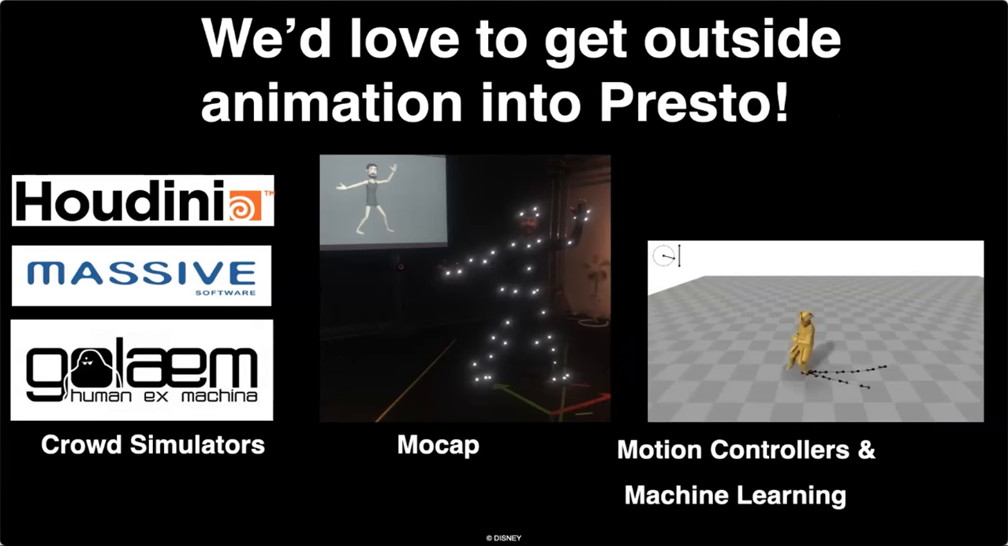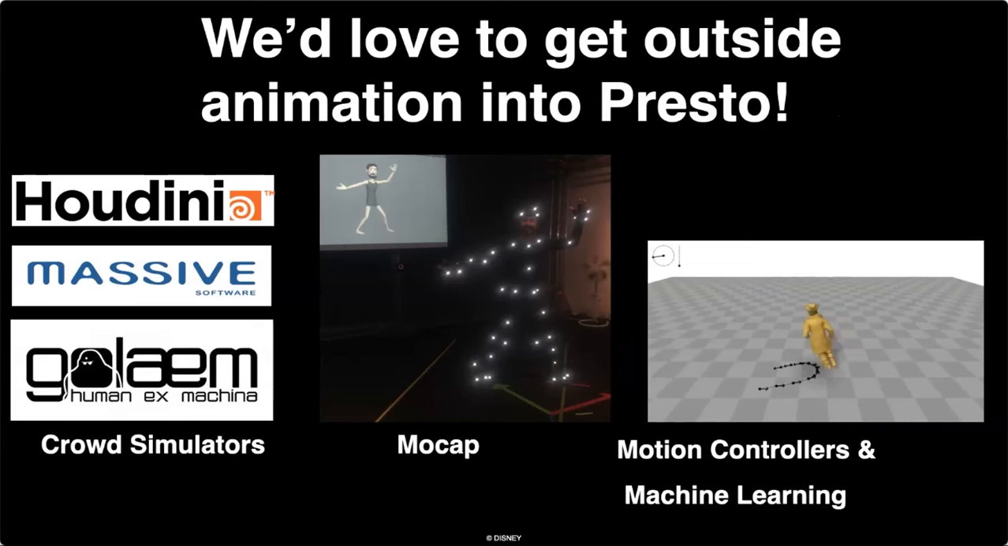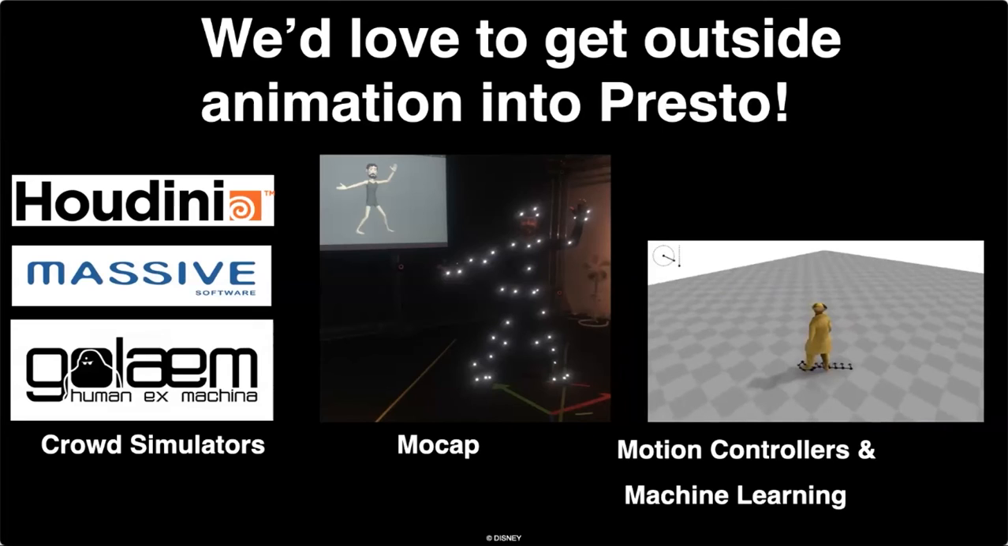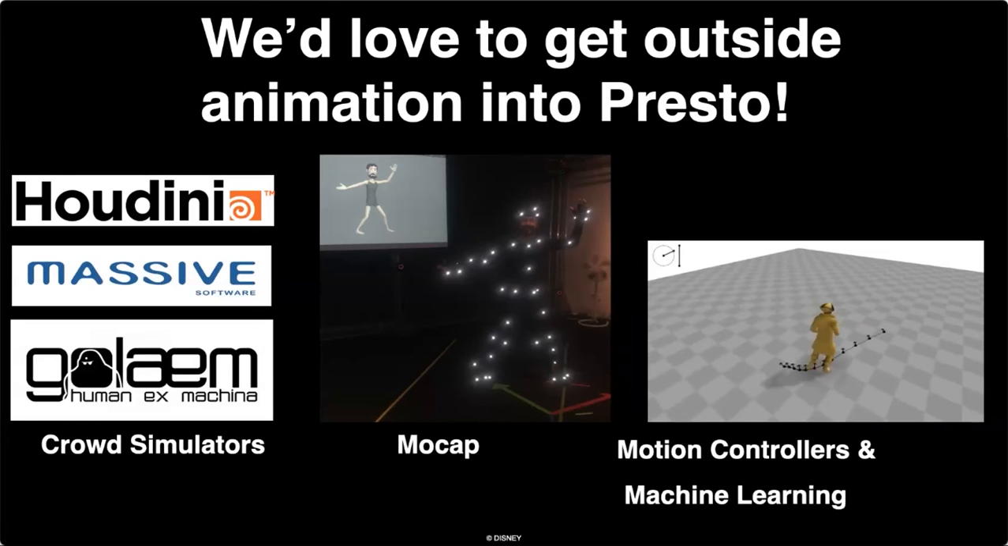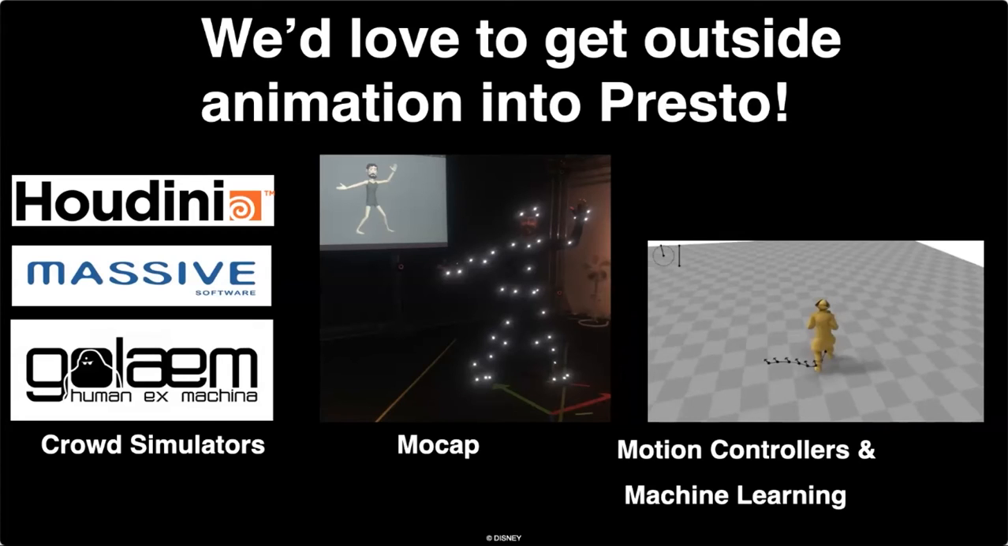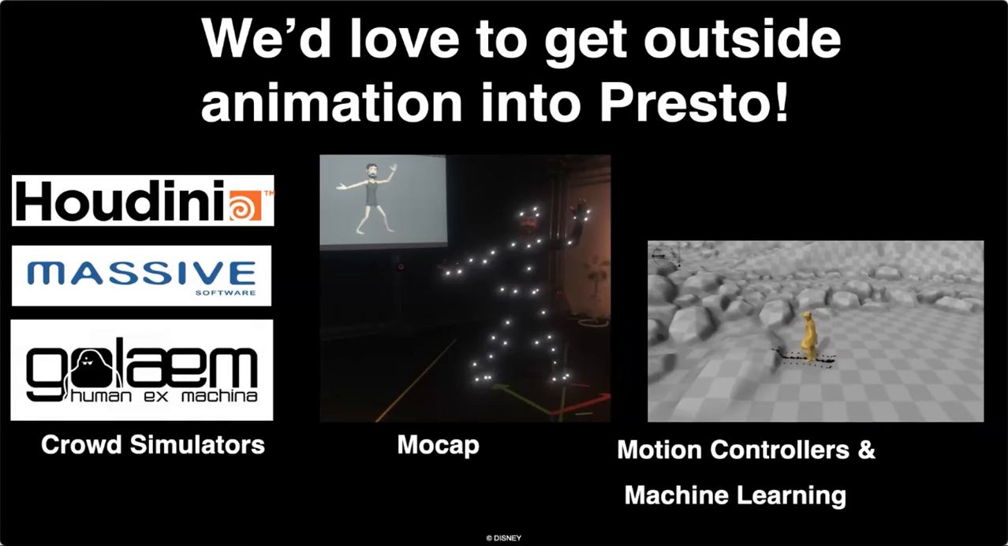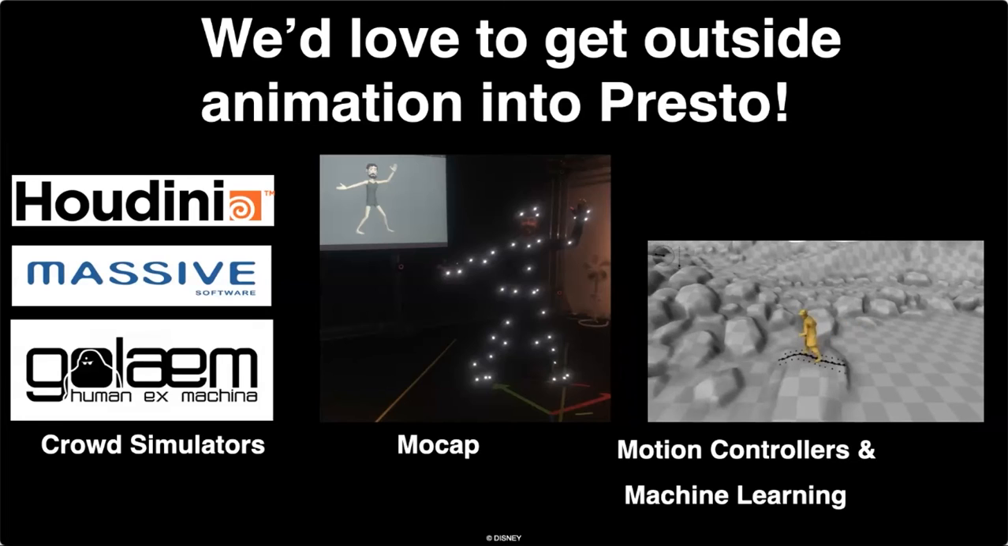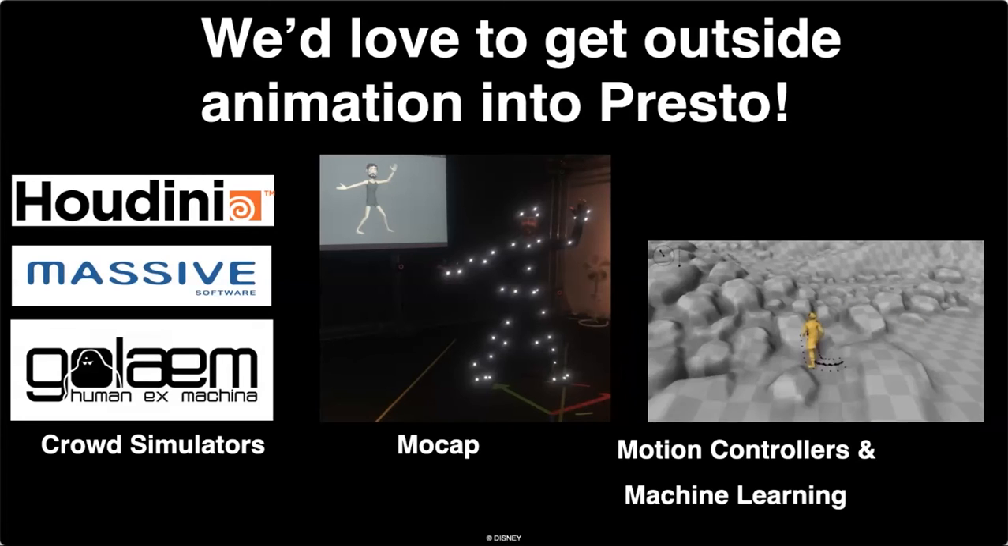We'd also love to get outside animation into Presto. Again, with crowd simulators, we want to get data out to it and back into Presto. There's also interest in using mocap for crowd motion, as well as more advanced techniques like motion controllers and machine learning to potentially direct their characters. And for all of that, we need some concept of interoperability with our highly complex rigs.